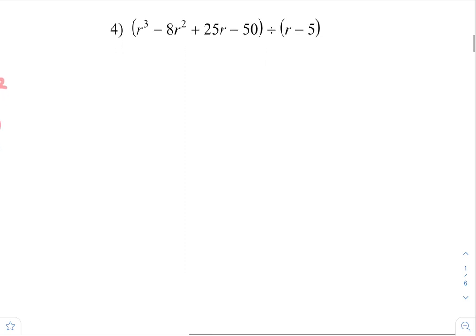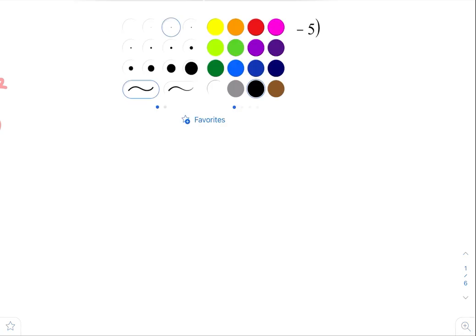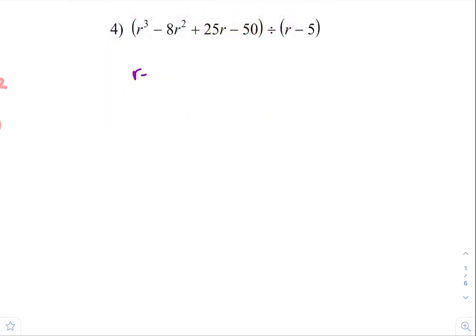Alright, number 4. This is the one that goes on the outside, right? Well, I'll do a different color. I don't know why I keep reverting back to black. So 9 minus 5, and then everything on the inside is all that. Okay, so first step is done. Both polynomials are in descending order by power.